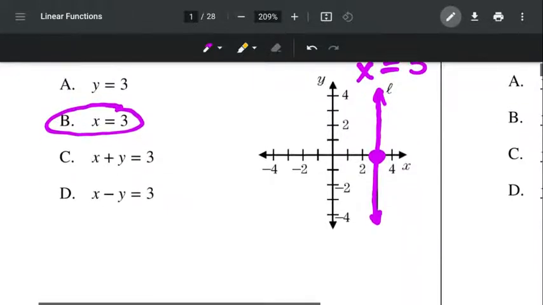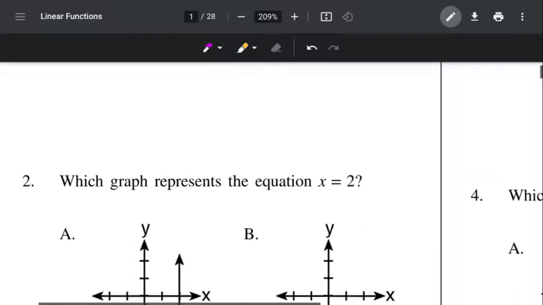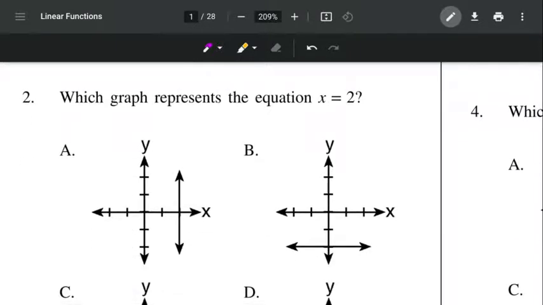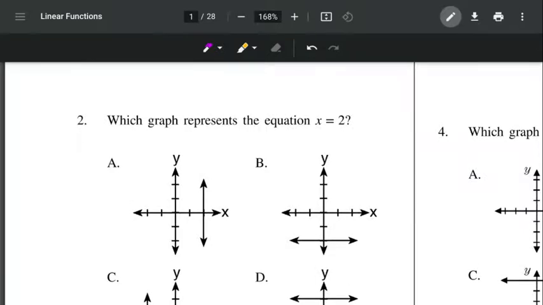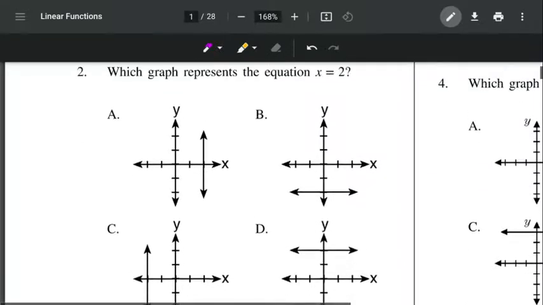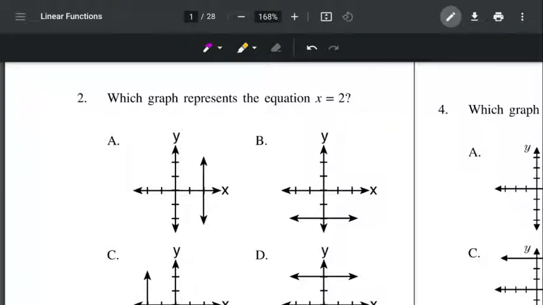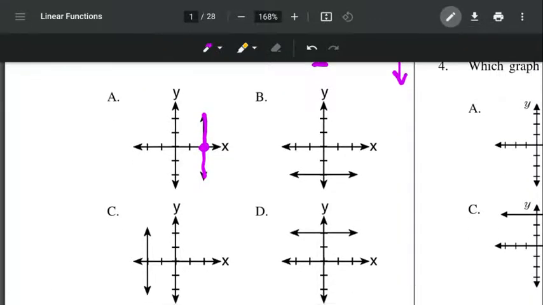Now look down at number 2. Scroll all the way down. For number 2, it says, which graph represents the equation x equals 2? So since there's an x equals, it's a vertical line. It looks like that. And it has to cross the x-axis at 2. So that is option A. See, it's vertical. So this is our answer. Letter D crosses at y equals 2, but that's a horizontal line. So it would look like that.